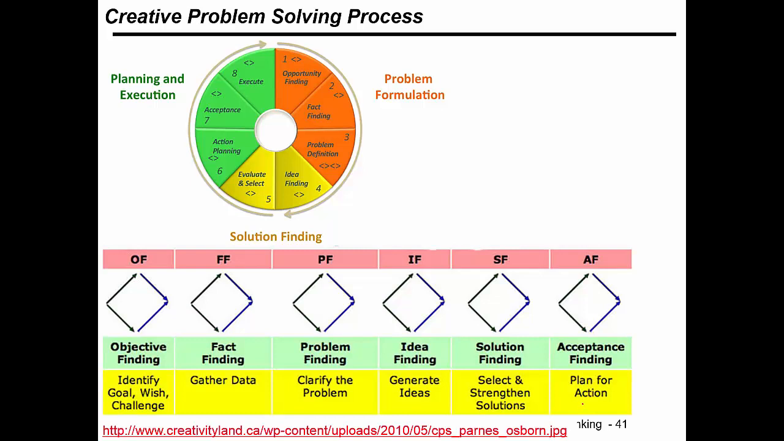And in creative problem solving, similar to design thinking, they break down the whole process into different stages. One is objective finding, and then fact finding, problem finding, idea finding, solution finding, and acceptance finding. And in each stage, you will use divergent thinking and then convergent thinking. And when you start the next stage, you use divergent thinking again.